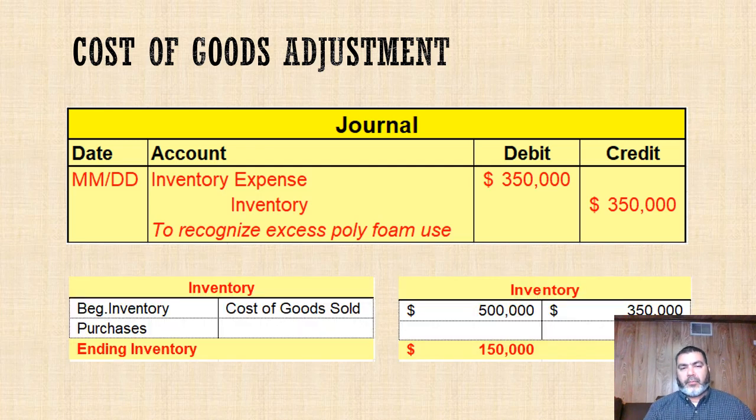A T account representation will show the $350,000 inventory expense, which is a cost of goods sold. It's being subtracted from the beginning inventory amount of $500,000. Now, just so everybody knows, we don't know the true beginning inventory balance. For this exercise, I supposed a $500,000 purchase of foam and then devalued the ending inventory by the shortfall amount, or the $350,000 shortfall that was realized.